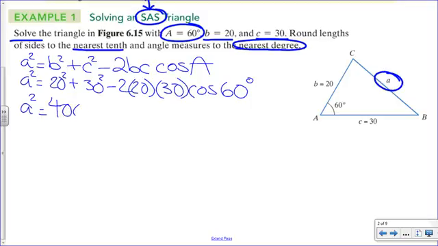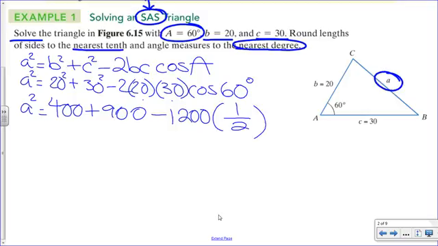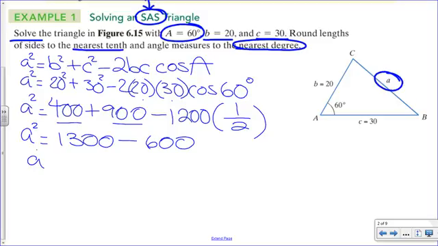So we know 20 squared is 400, 30 squared is 900. And we know that 2 times 20 is 40, and 40 times 30 is 1200. And we know that the cosine of 60 is 1/2, the same as the sine of 30. Okay, so then a squared, if we add 400 plus 900, that gives us 1300. And then negative 1200 times 1/2 is the same as dividing 1200 by 2, so that will be minus 600. And so 1300 minus 600 will be equal to 700.